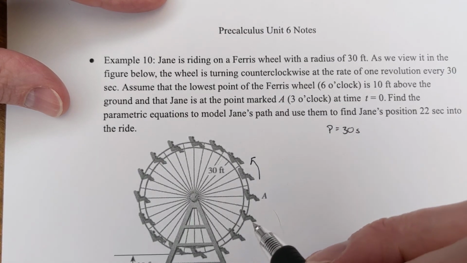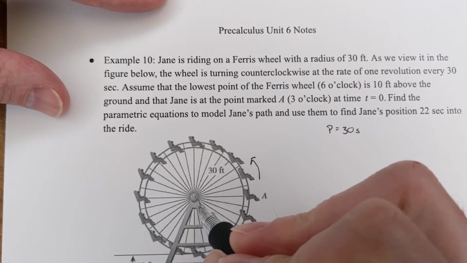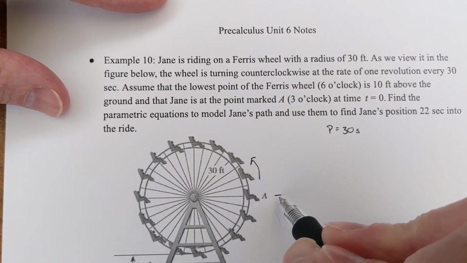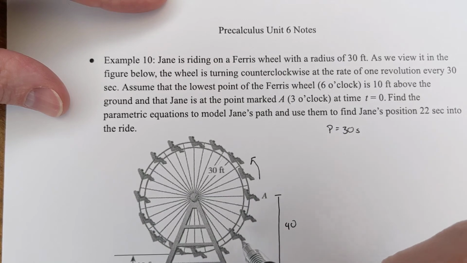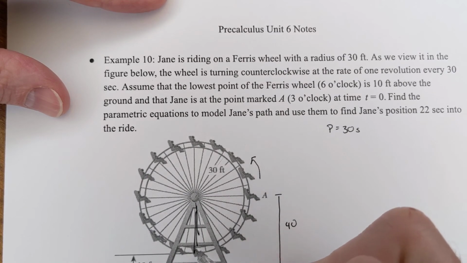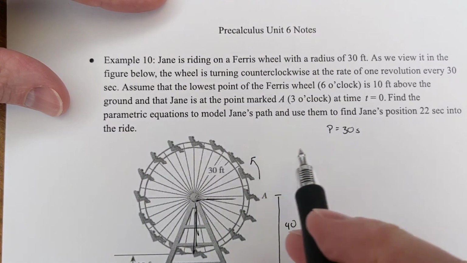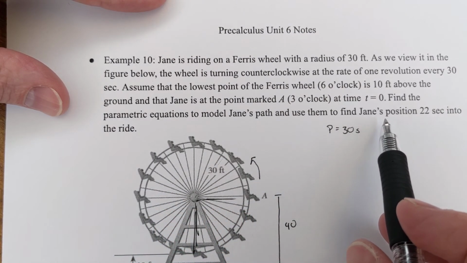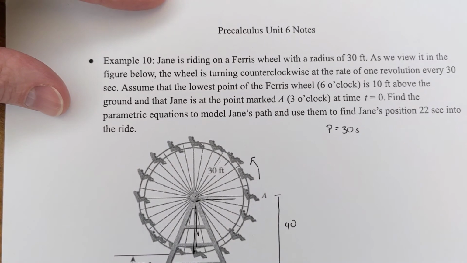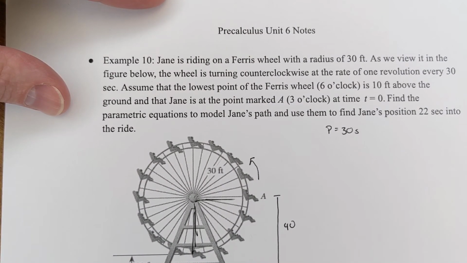So she is one radius above the ground, so at point A, this distance is 40 feet, because there's 10, and she's exactly even with that. Find the parametric equations to model Jane's path and use them to find Jane's position 22 seconds into the ride.